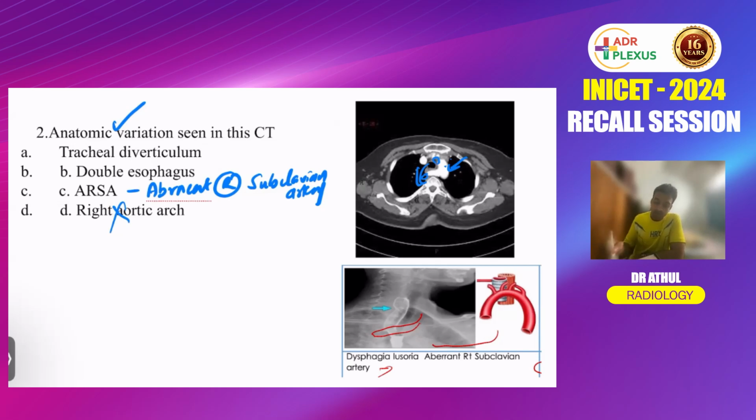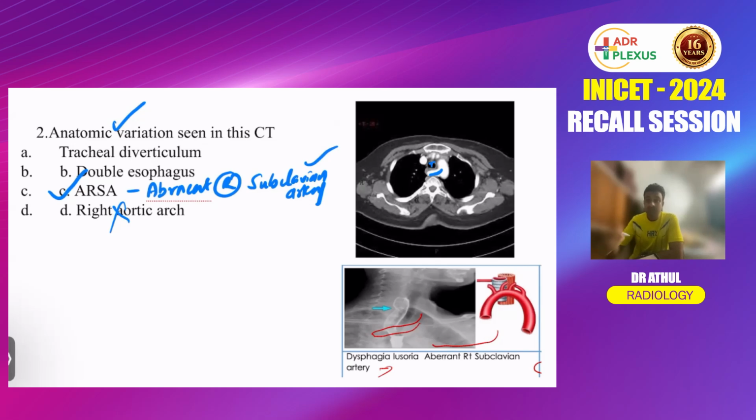But in this, what we were seeing is there is a vessel passing behind the trachea and esophagus. So this is the trachea, and behind the trachea and esophagus, a vessel is passing. If you are seeing a contrast-filled structure or a vessel arising from the arch of aorta and passing posterior to the esophagus, posterior to the trachea, then it is nothing else. Then it is aberrant right subclavian artery. So that is the concept.